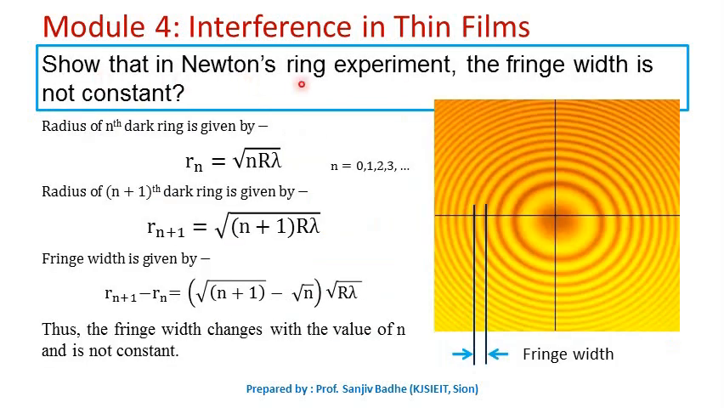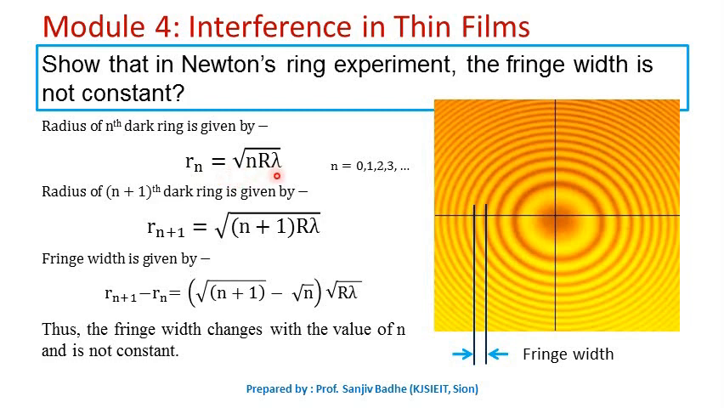Show that in Newton's ring experiment the fringe width is not constant. In Newton's ring experiment, this is the interference pattern obtained. The interference pattern contains alternately placed dark and bright rings. Radius of nth dark ring is given by Rn equal to square root of nRλ.